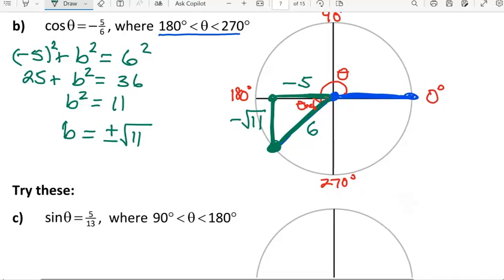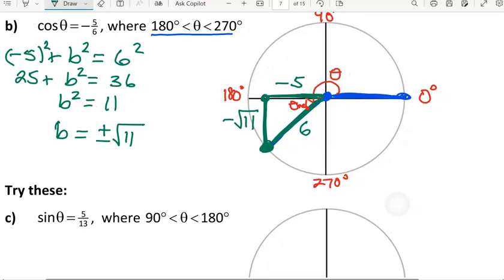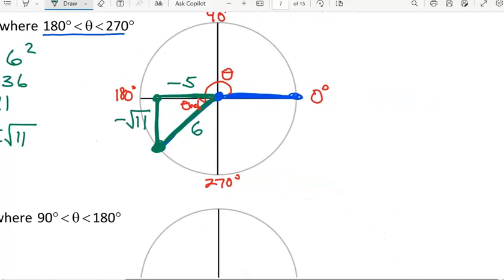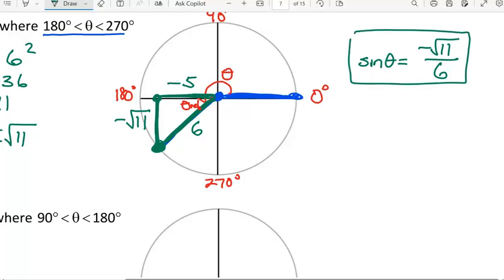Once we have that picture drawn, then we can find the value of the other two trig ratios. So we were given cosine, so we're going to need sine and tangent. So sine of angle theta is equal to the opposite from the reference angle over the hypotenuse, so negative square root of 11 over 6.